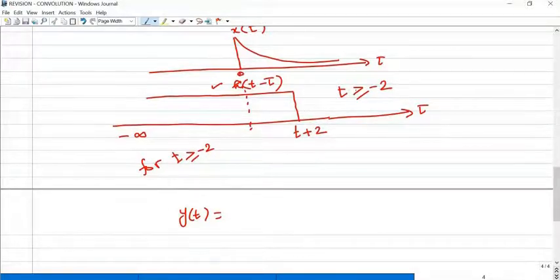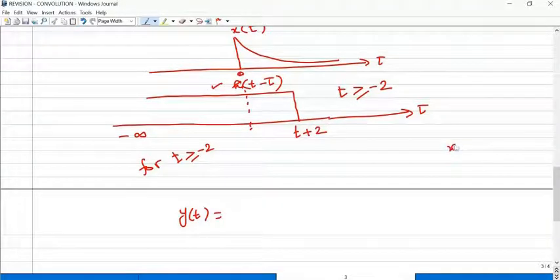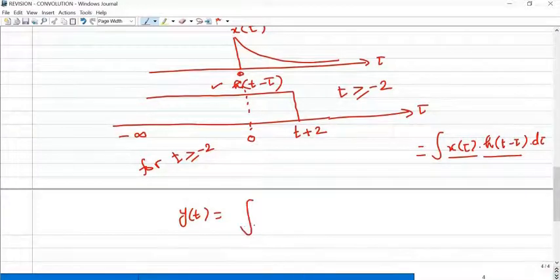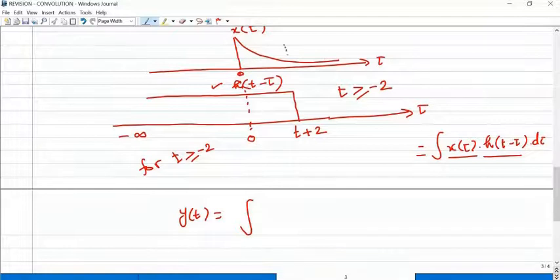For t greater than or equal to minus 2, generalized h of t minus tau, as per the formula: x of tau h of t minus tau d tau. So sketch x of tau, sketch is done. H of t minus tau at t greater than or equal to minus 2, sketch is done. What is the integration limit? 0 to t plus 2.